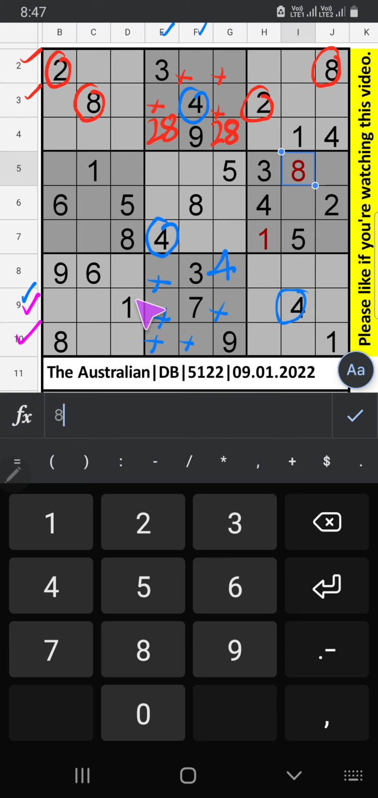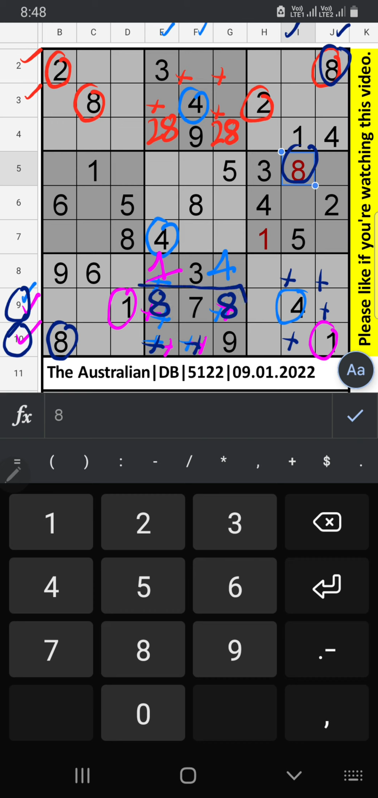9th row and 10th row we have 1. So 1 can't come in the cells. Then 1 is confirmed here. 10th row we have 8. So 8 can't come in the cells. 8 will come in any one of the cells. We'll confirm later. Column I and column J we have 8. So 8 can't come in the cells. 9th row and 10th row also we have 8. So 8 can't come in the cells. Then 8 is confirmed here.